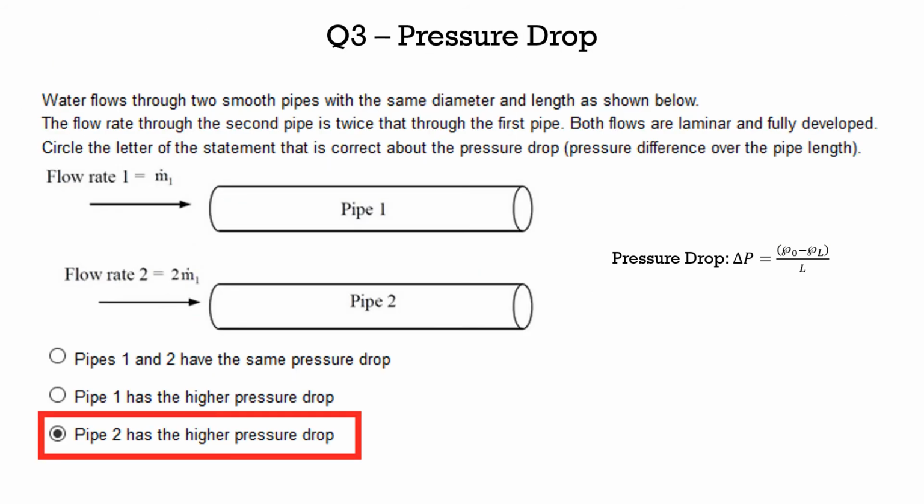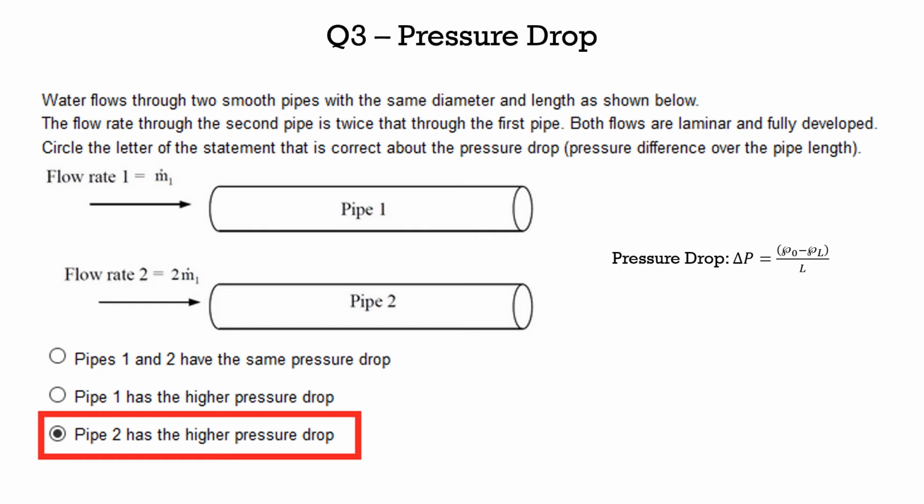The third and the last question is the following. Water flows through two smooth pipes with the same diameter and length as shown below. The flow rate through the second pipe is twice that through the first pipe. Both flows are laminar and fully developed. Circle the letter of the statement that's correct about the pressure drop, the pressure difference over the pipe length. I chose the last one because of the following proof.